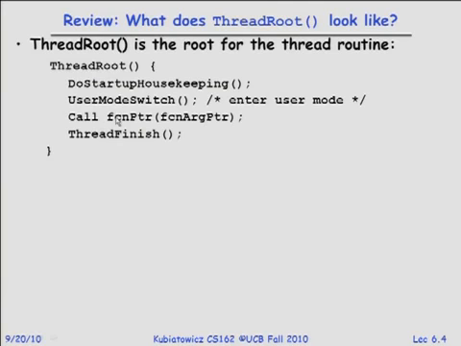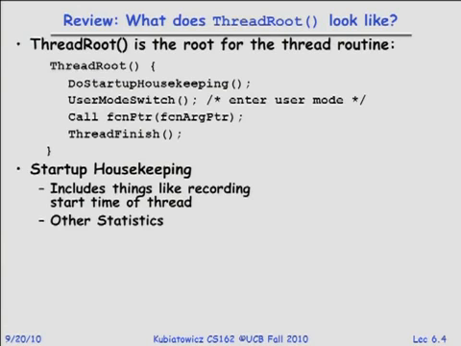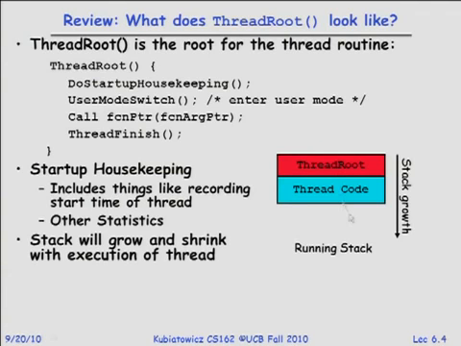Housekeeping was things like recording the start time of the thread and so on, statistics. We may talk about that a little bit later. And once the thread root starts running, the thread stack just grows and shrinks, just like a regular procedure. So notice thread root here calls the code there. That's why thread root is this part of the stack, and the code's there. Hopefully this is not surprising to anybody.